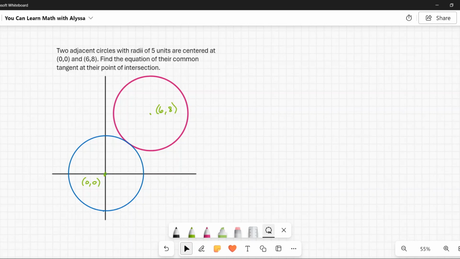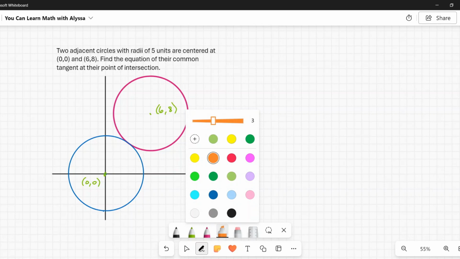So there's our two circles. They have radii of 5 units, centered at (0, 0) and (6, 8). Find the equation of their common tangent at their point of intersection. So the point of intersection is going to be right there, and we want to find the equation of the tangent.